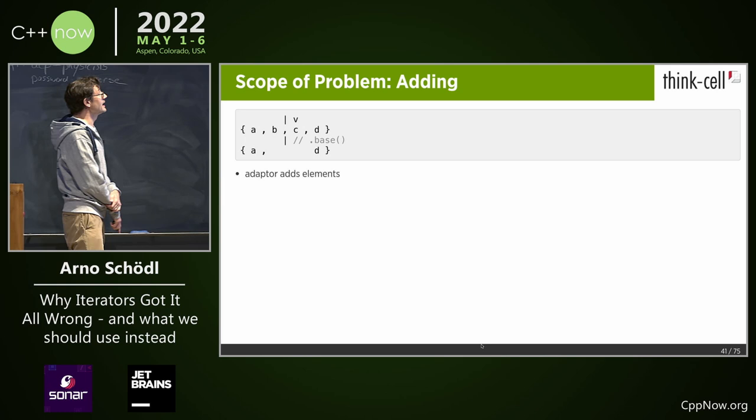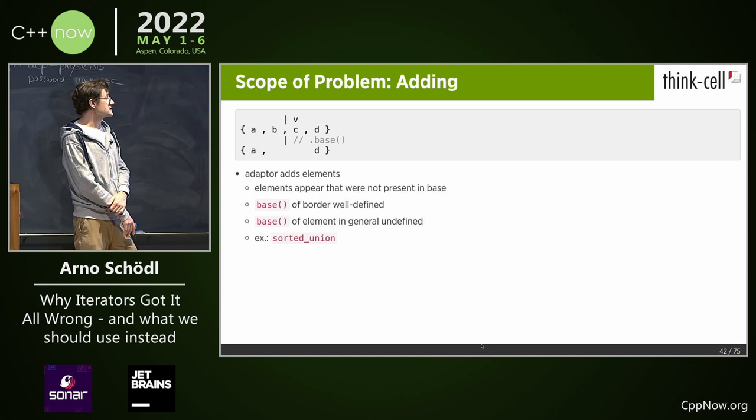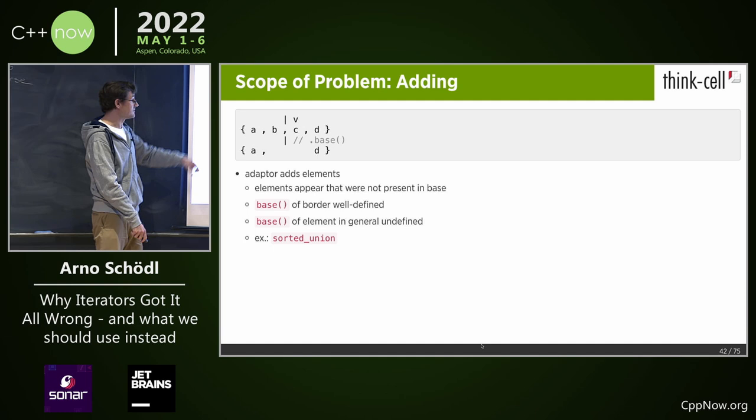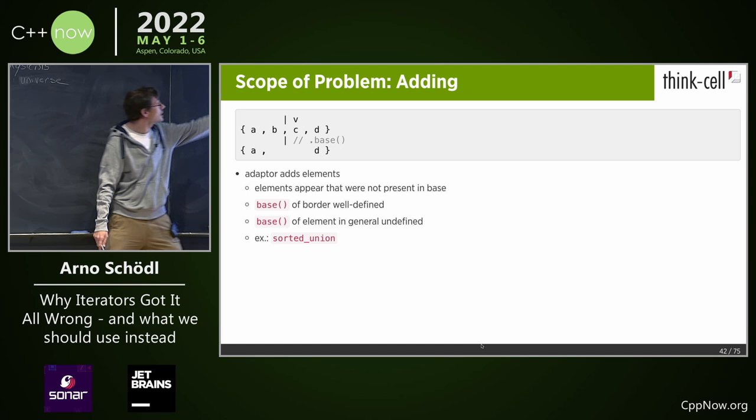OK, now you can also have the reverse. What if the adapter adds elements? Now, if we add elements, then there are elements appearing that are not present in base. Now here, it's just reverse. The base of the border is well defined, and the base of the element in general is undefined, because the border, the element may be gone. It may not be in the original sequence. But the border is. You could still say, oh, OK, it's dividing the A and the D, so somewhere in here. OK, so sorted union.